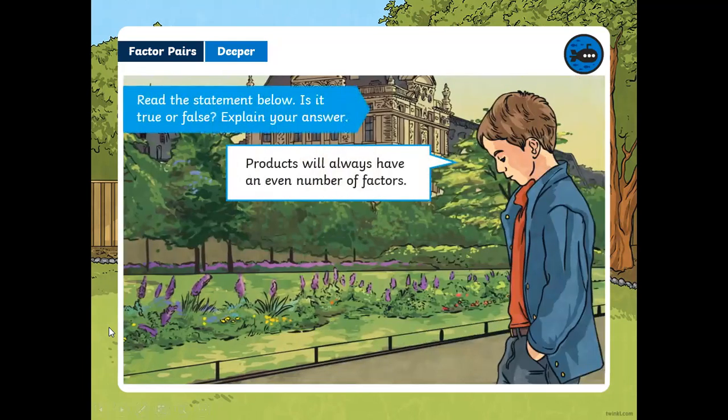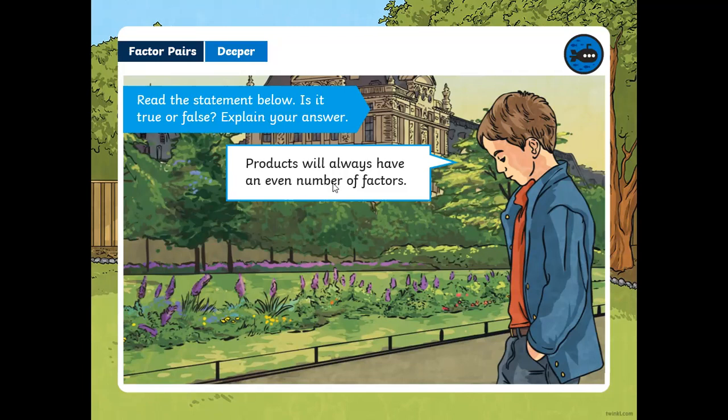Now let's see the next one. All of these are HOTS kind of questions, guys. You can answer this. You are at band 4 for this topic, I would say, because this is HOTS. Okay. Read the statement below. Is it true or false? Explain your answer. I want to hear. Products will always have an even number of factors. Is this true? False, I guess. It's false.